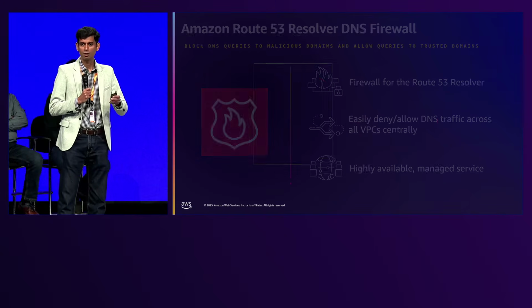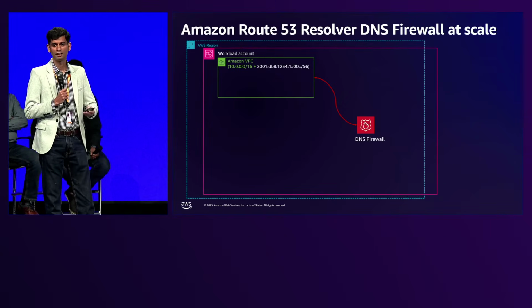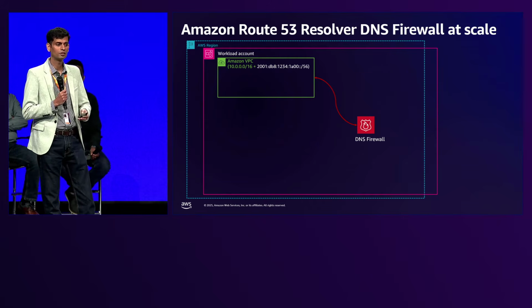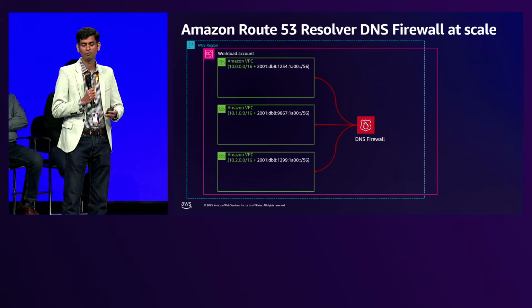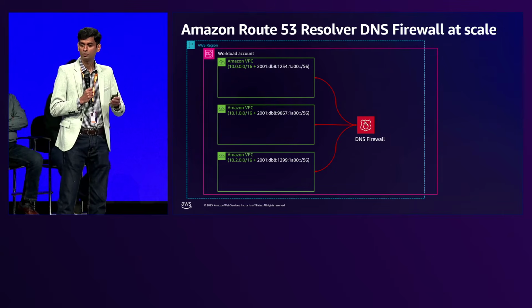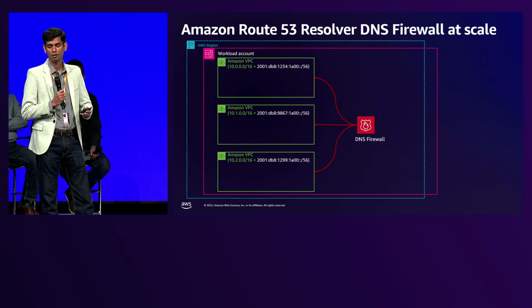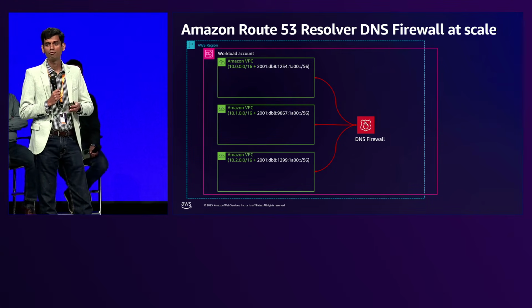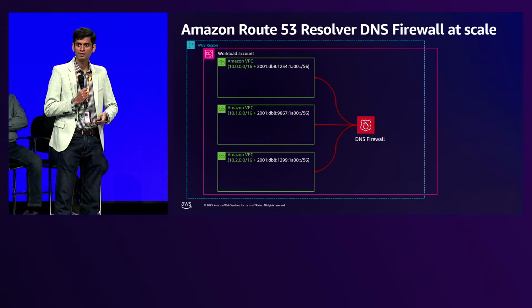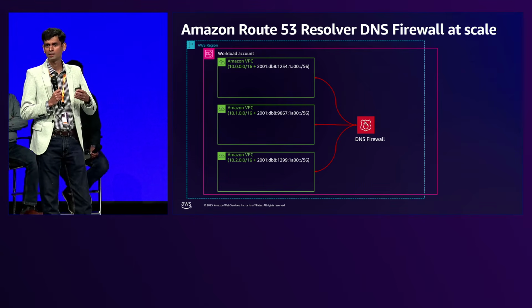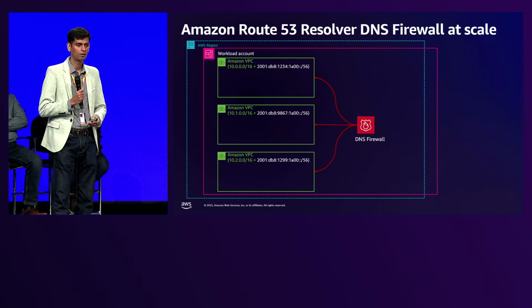Now we looked at how DNS Firewall can be applied to a single VPC. However, your workloads are not restricted to a single VPC. They normally get distributed across different VPCs. DNS Firewall is built for that level of scale. So you can apply the same firewall rule groups to all the VPCs in your account, thereby avoiding any duplicate logic or management effort and applying them consistently across your VPC architecture.